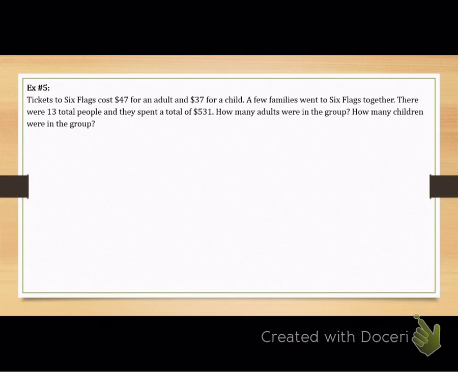Tickets to Six Flags cost $47 for an adult and $37 for a child. A few families went to Six Flags together. There were 13 total people, and they spent a total of $531. How many adults were in the group, and how many children were in the group? So the first thing you need to do is define your variables. So what am I trying to find? Katie, what am I trying to find? So I'm going to say A is the number of adults, and C is the number of children.